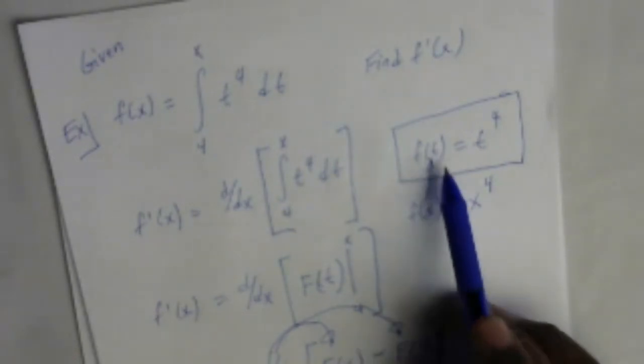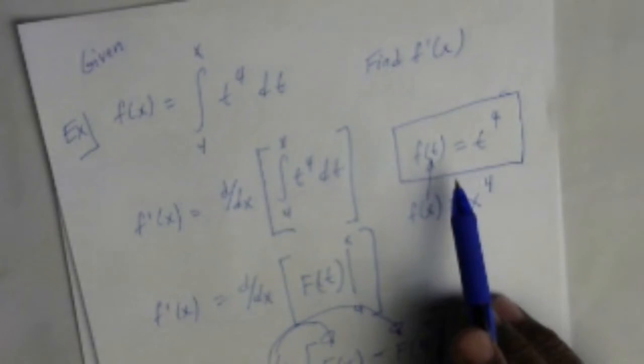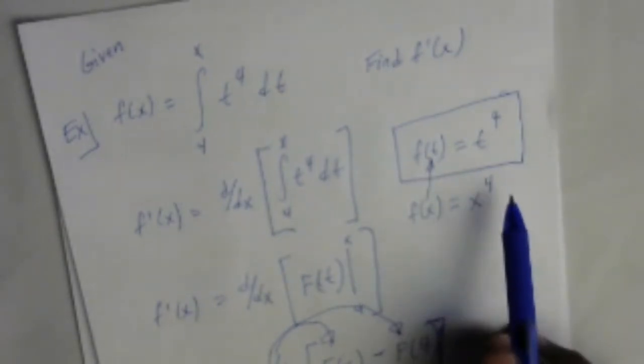So when you take the derivative of an integrated function, it gives you back your integrated function. When you take the derivative of a constant, we get 0. And then lastly, we had to back substitute, right? In order to find f of x, I went back to my f of t function, and I simply substituted x for t to get x to the fourth.